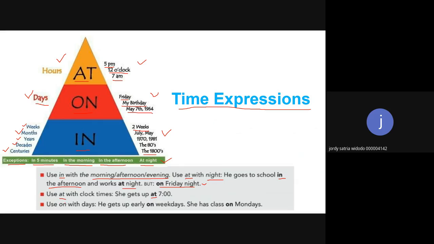And then use on with days. In this case, like this example: he gets up early on weekdays. You've got weekdays, then on. Why is weekdays on? Because there is the word day here. And then she has class on Mondays. Now you've got Mondays there, then you've got on here. Mondays with an S at the end means that it is every Monday. You can say every Monday or you can say on Mondays. They have the same meaning.